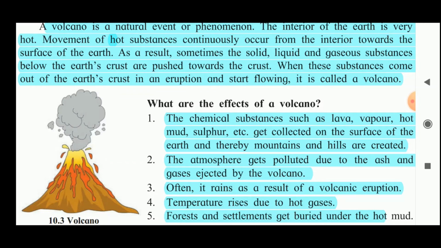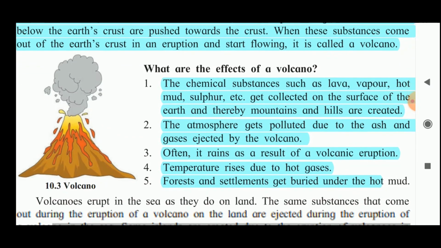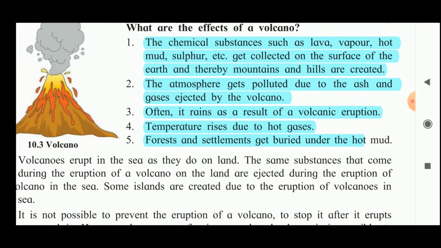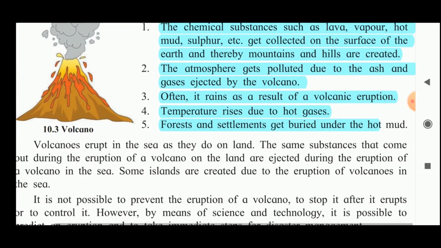Now, what are the effects of this volcano? The chemical substances such as lava, vapor, hot mud, sulfur, etc. get collected on the surface of the earth and thereby mountains and hills are created. Now the atmosphere gets polluted due to the ash and the gases ejected by the volcano.